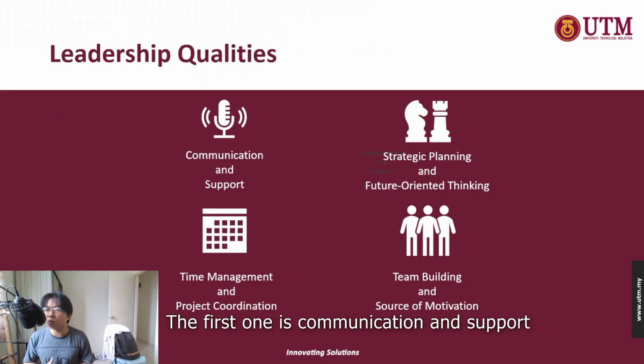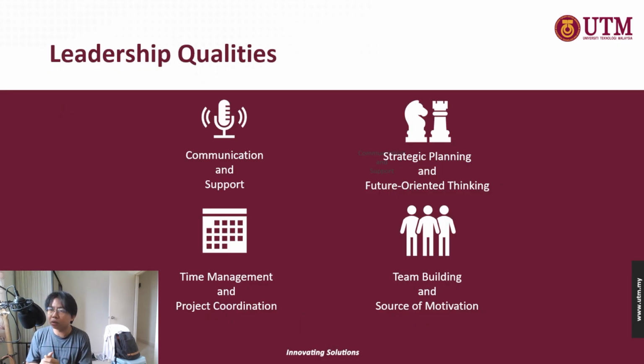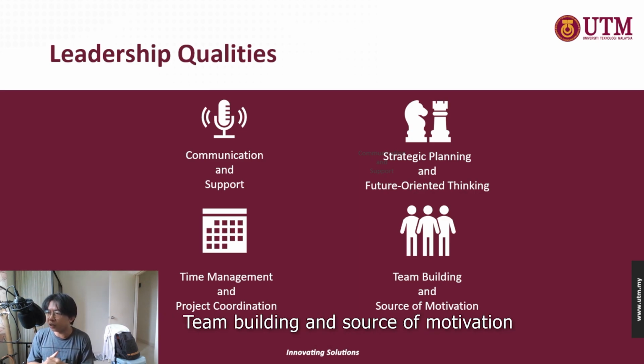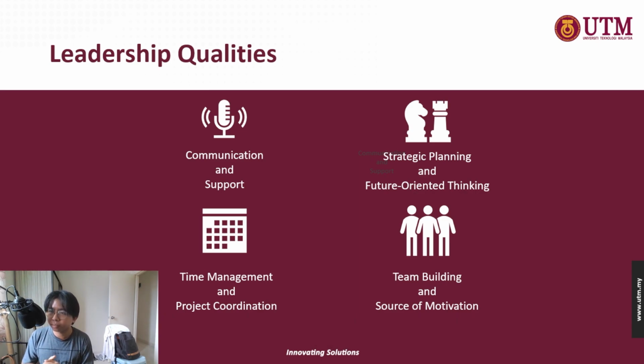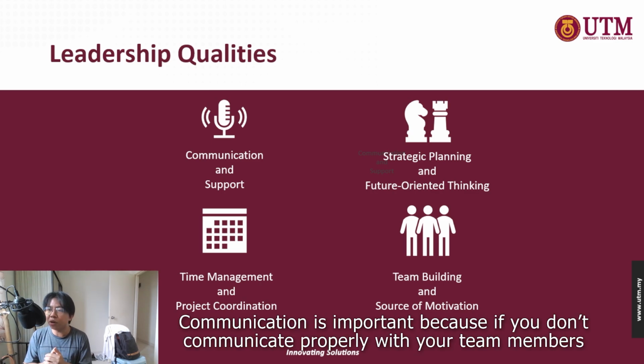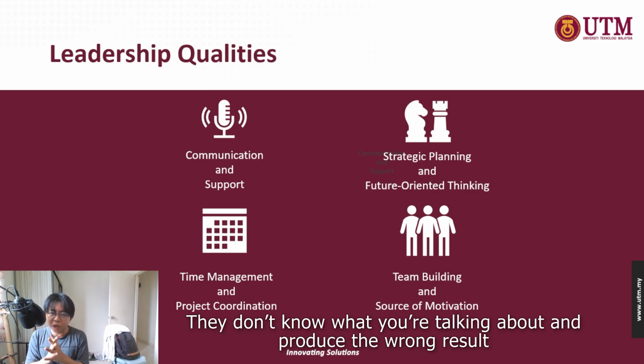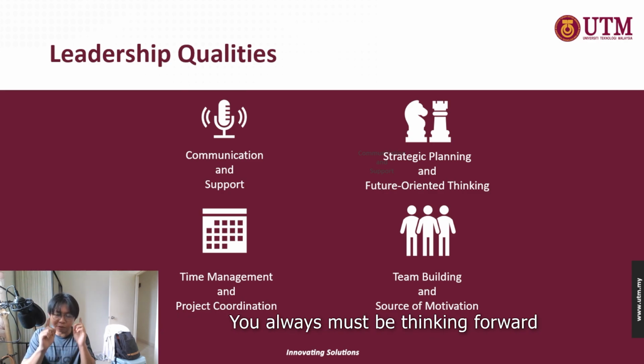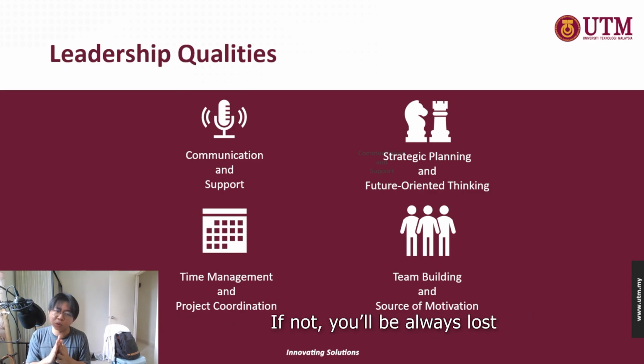The first one is communication and support. The second is strategic planning and future-oriented thinking, and then time management, project coordination, team building, and self-motivation. For the first one, communication is important, because if you don't communicate properly with your team members, they don't know what you're talking about and they will produce the wrong result. For the second one, strategic planning and future-oriented thinking, you must always think forward about what you should do next. If not, you will always be lost.